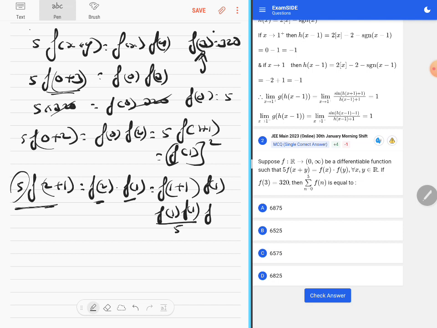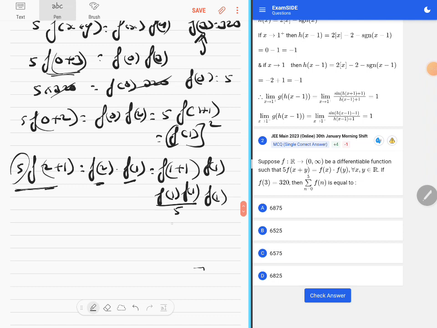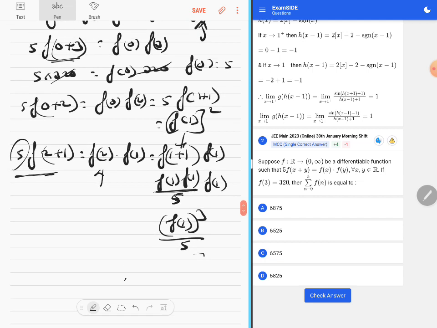One second, hold on. So 5 times f of (2 plus 1) is f of 2 into f of 1 by rule. Now 2 can be written as f of 1 plus f of 1, but that's missing, and to convert this into f of 1 only, a 5 is missing, so divided by 5. So it's f of 1 the whole cube by 5. If you know f of 1, you're sorted, right?